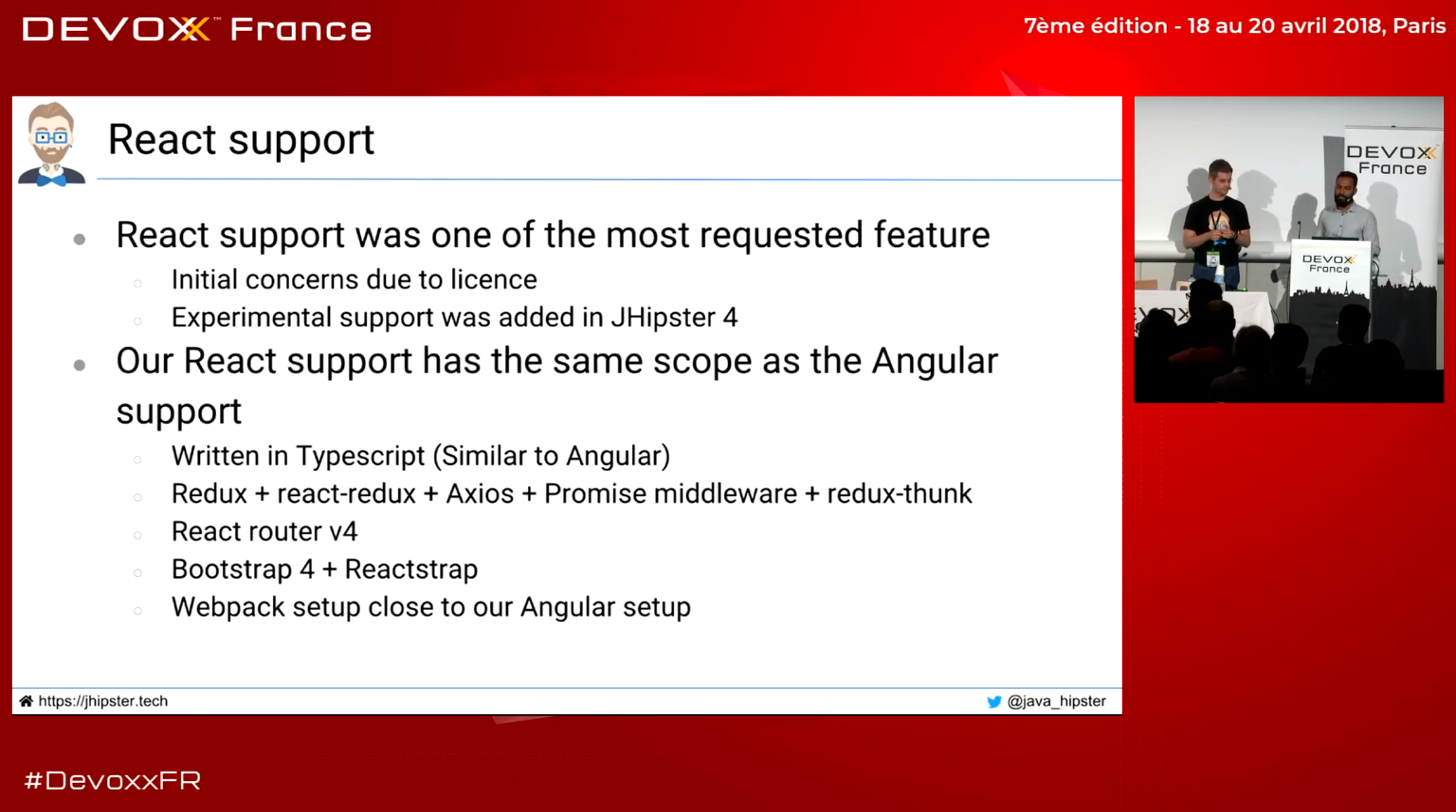We use React Router version 4, which is the latest. We also provide Reactstrap, which is a Bootstrap 4 implementation. We didn't go with the more popular React Bootstrap implementation because it doesn't support Bootstrap 4 yet. So we went with Reactstrap, and our experience with it was quite nice. It's quite feature-rich and comparable to what we provide in our Angular support as well. And our Webpack setup for React is quite close to what we provide in Angular as well.